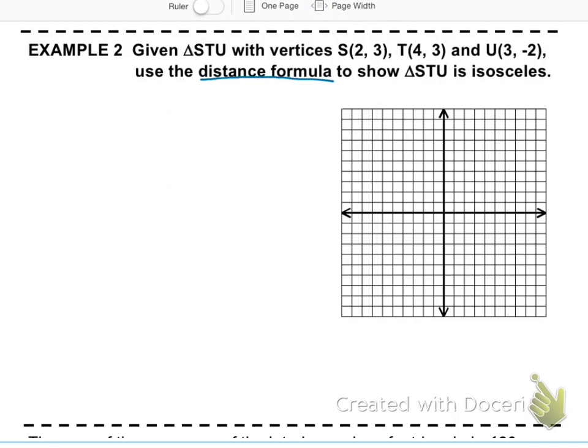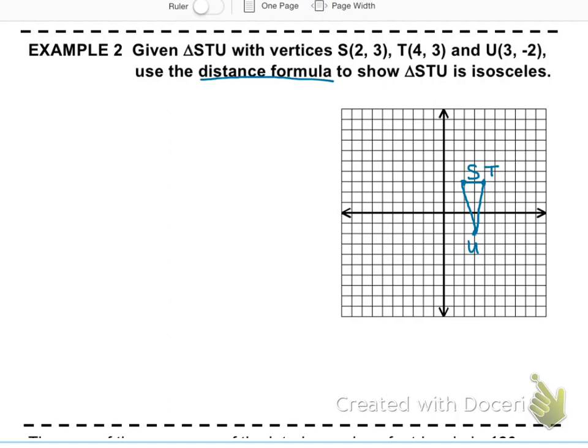Let's graph it first. Point S is over 2 up 3. Point T is over 4 up 3. And U is 3 down 2. And if we connect those, we get this tiny little guy.